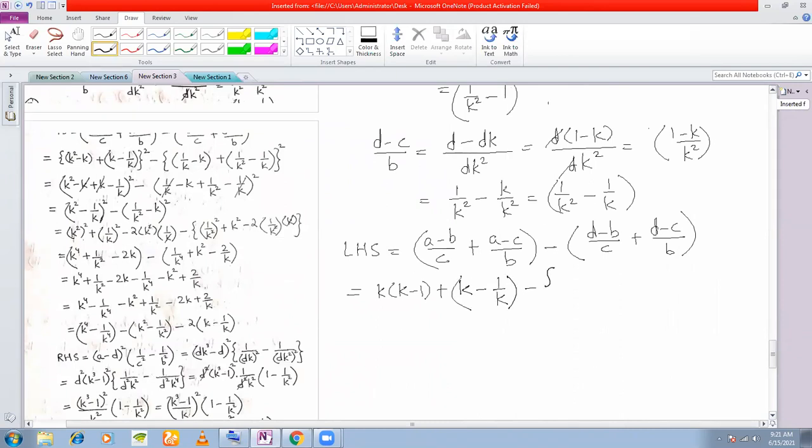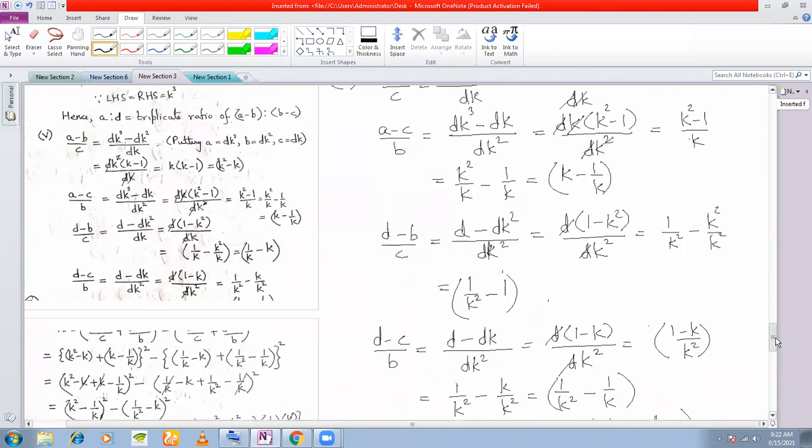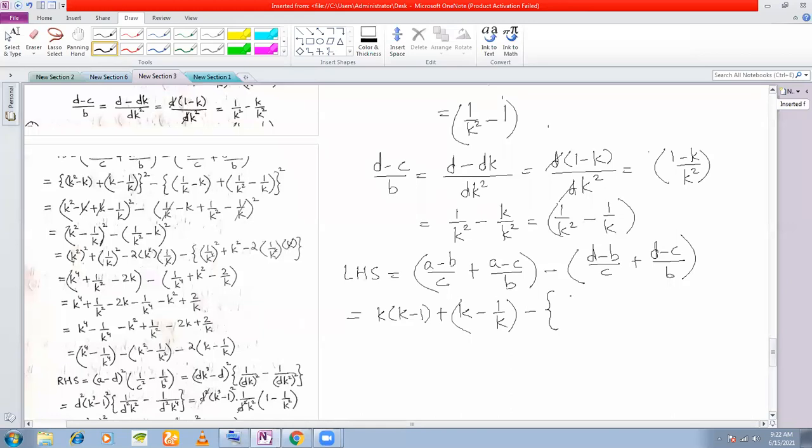Minus. Put a curly bracket. D minus b by c is 1 by k square minus 1. So 1 by k square minus 1 plus d minus c by b is 1 by k square minus 1 by k.